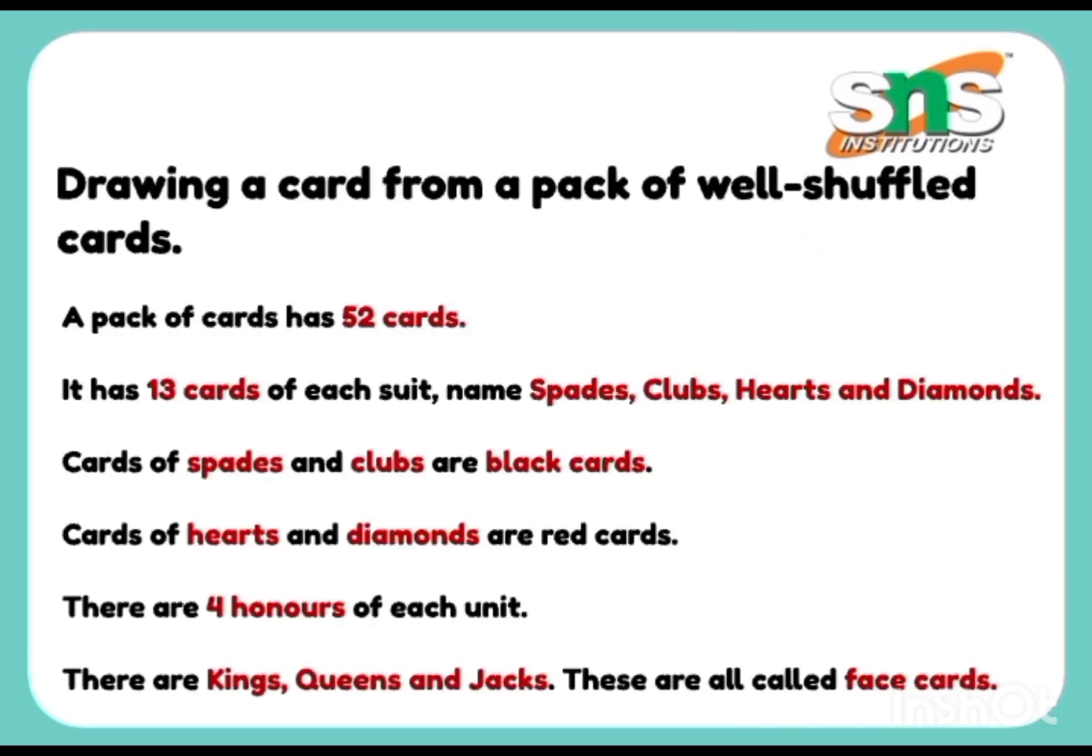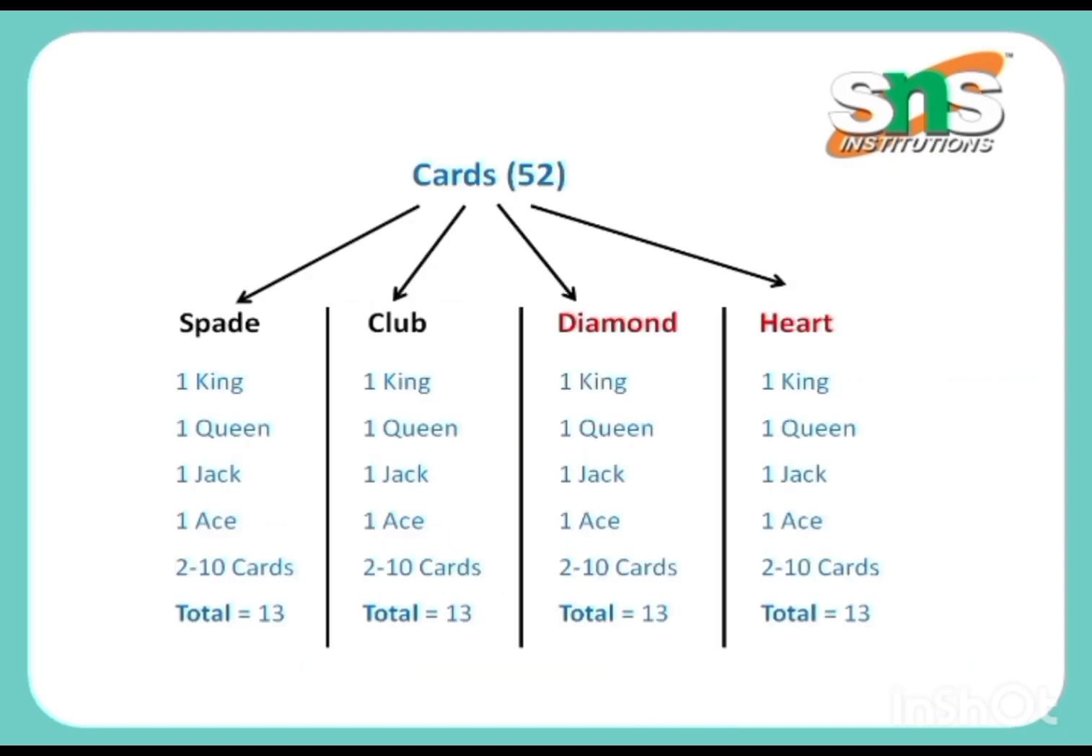One more example: drawing a card from a pack of well shuffled cards. A pack of cards contains 52 cards. It has 13 cards of each suit: spade, club, heart, and diamond. Cards of spade and club are black, heart and diamond are red, and there are 4 honors in each suit. King, queen, and jack are called face cards. These are all the basic things you should understand before going to the probability topic.